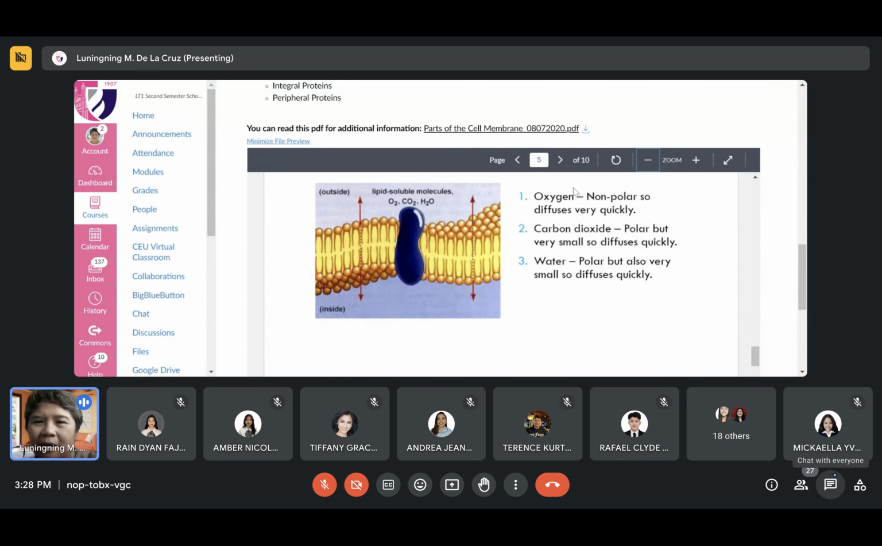Oxygen, carbon dioxide, water. Oxygen is non-polar, so it diffuses very quickly. It easily passes to and fro our cells. Carbon dioxide is polar but very small, so it also diffuses quickly in our cell membrane. Water, on the other hand, is polar but is also very small, so it diffuses quickly in our cell membrane.